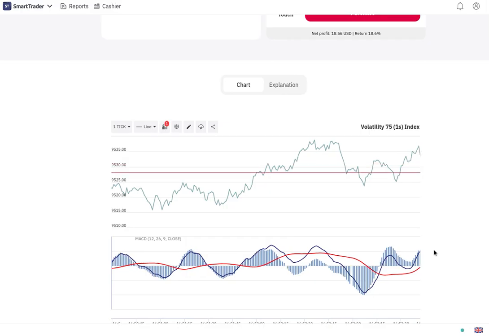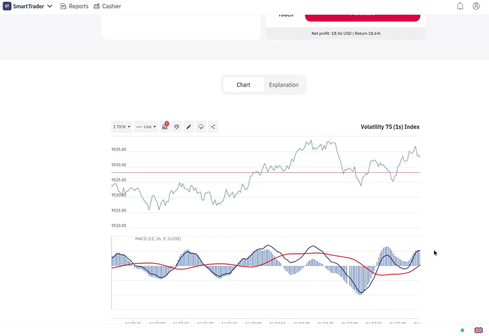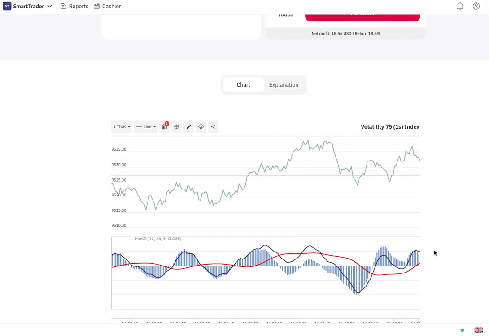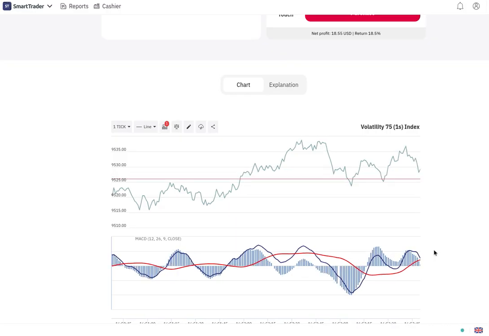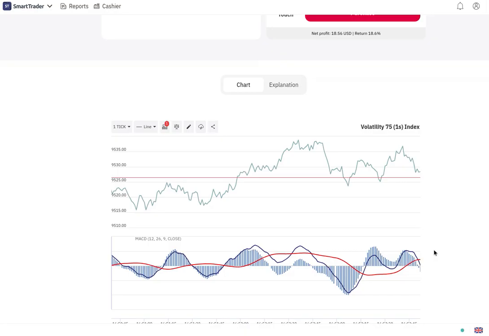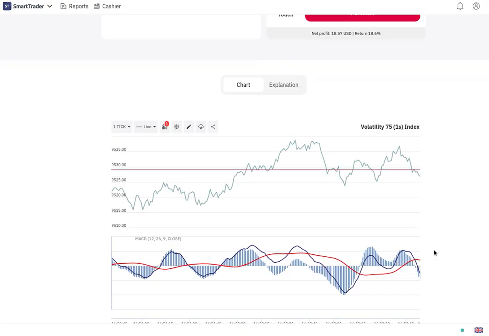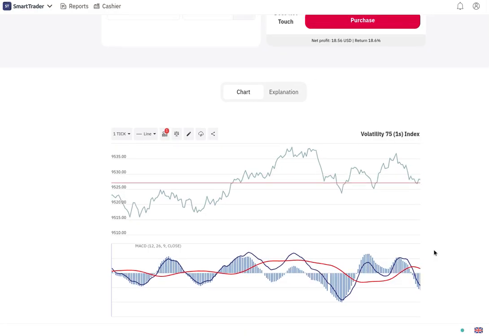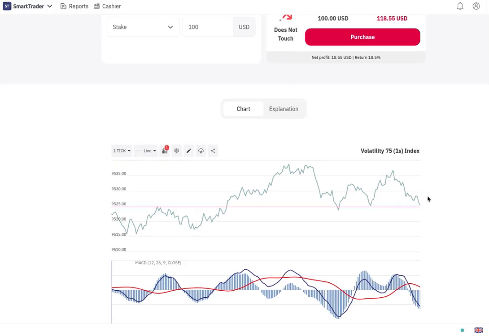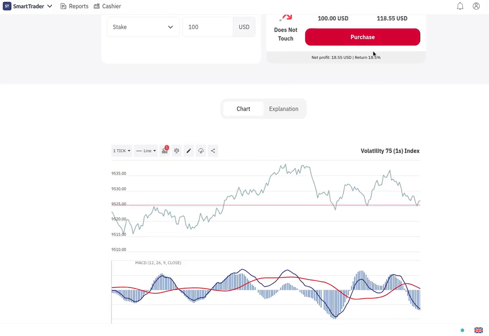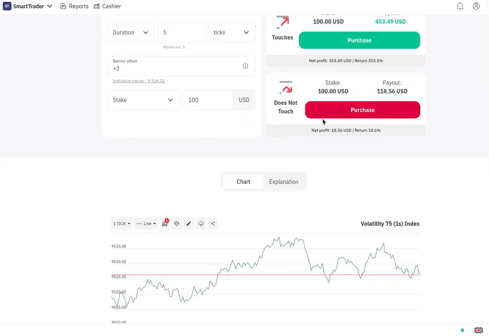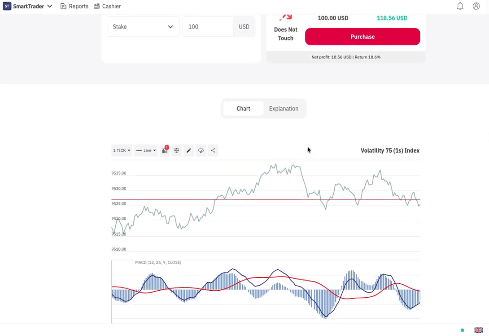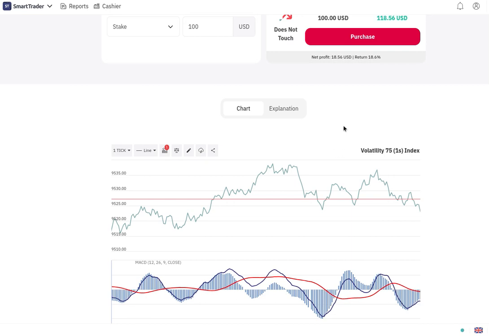All we have to do is to make sure the red line crosses the blue line. That's the blue moving average at the top. The red will be at the top and the blue will be at the bottom. That's where we now make our trade. So let's go, and once you see that, you click on purchase here for doesn't touch. So let's be patient and see as it goes.